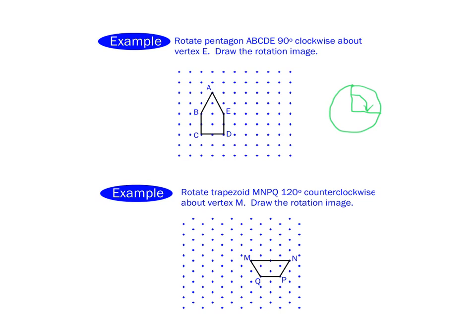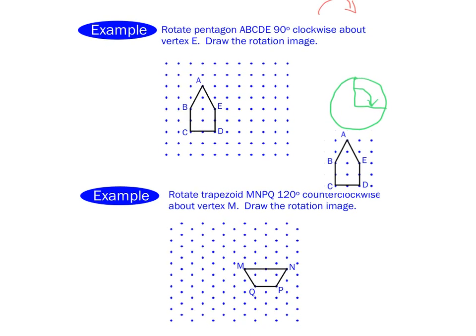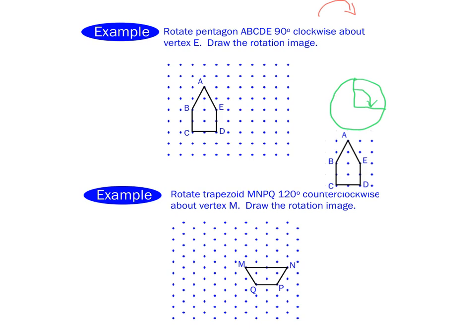So again, because I do have the luxury of having technology to help me out here, I am going to make a copy of this. And once I have that copy, I'm going to rotate it 90 degrees. The key thing is it says 90 degrees clockwise. Okay? So clockwise goes in this direction. So if I go 90 degrees clockwise about E, that would go like that.